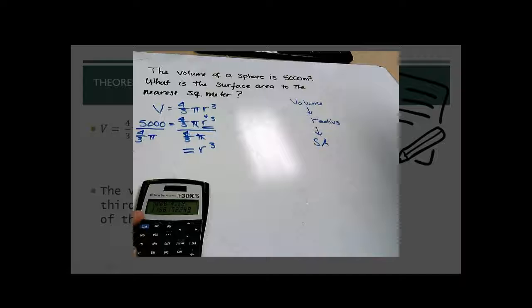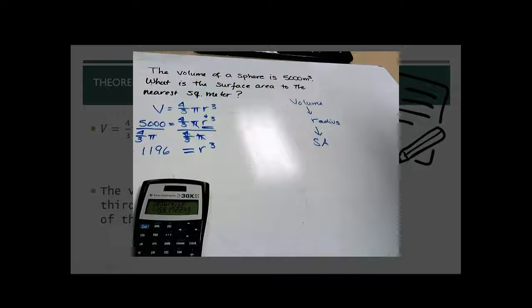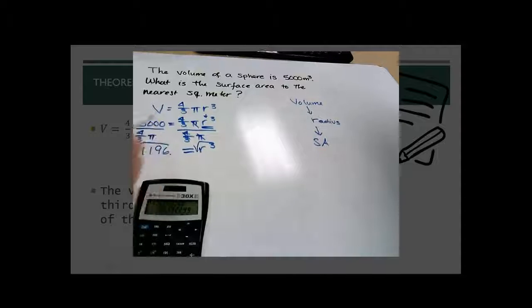That gives me an answer of about 1,196.1. Since we're rounding here to the nearest square meter, I'm going to go ahead and round that off. 1,196 equals the radius cubed. Now in order to solve for the radius cubed, you guys know already that in order to get rid of a cube, you need to cube root both sides. So I'm going to go ahead and cube root both sides of these and plug that into my calculator.